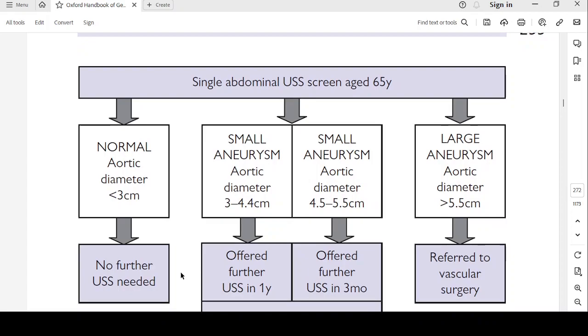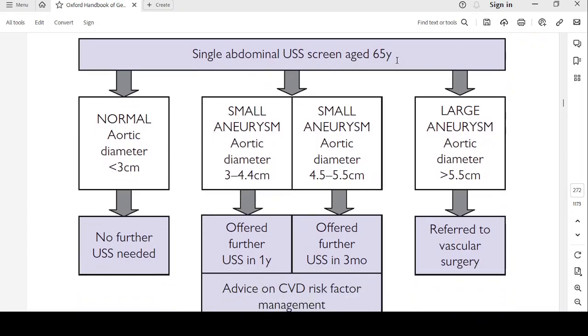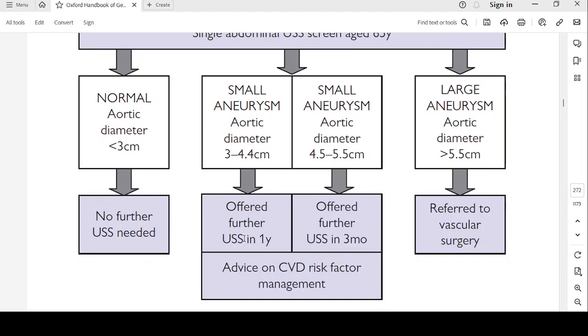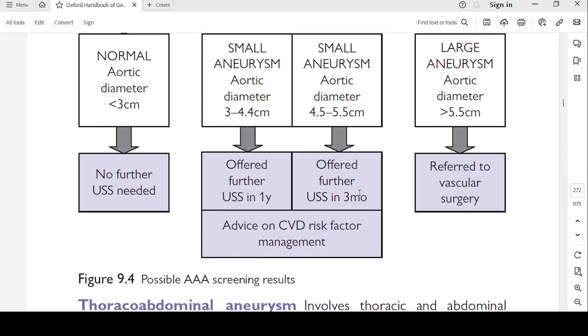So this is a flowchart for aneurysm. A single abdominal ultrasound is done at age 65 years. If it is normal, aortic diameter less than 3 centimeters, no further screening is needed. If there is a small aneurysm, aortic diameter 3 to 4.4 centimeters, offer further ultrasound in 1 year. If it is a small aneurysm, aortic diameter 4.5 to 5.5 centimeters, offer further ultrasound in 3 months, and advice on CVD risk management. If it's a large aneurysm, more than 5.5 centimeters, refer to vascular surgery.